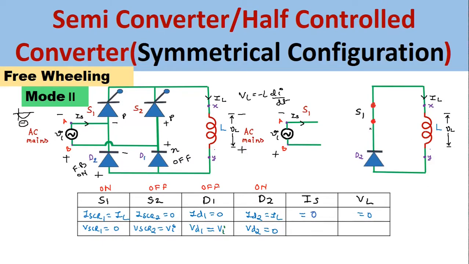So what is the direction of the load current now? The direction of the load current due to the self-induced EMF will be in this direction. That means the self-induced EMF is maintaining the load current direction the same as before, in mode number 1, which we have studied. So the load current direction will be like this. Now the load current will be equal to the inductor current. Let this be I.